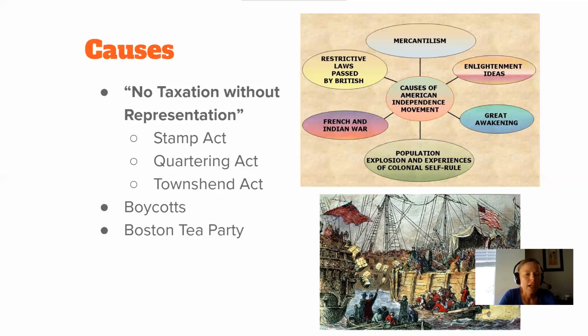The other thing that's going to happen is to get back its money, Britain is going to start to really tax, and here's the key part, enforce those taxes that they had kind of been turning a blind eye to before, as far as the colonists go. And so among those taxes that you'll see passed because of this are the Sugar Act and the Stamp Act, where they taxed all sorts of paper goods.